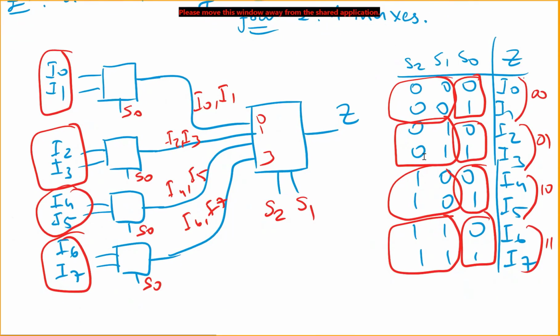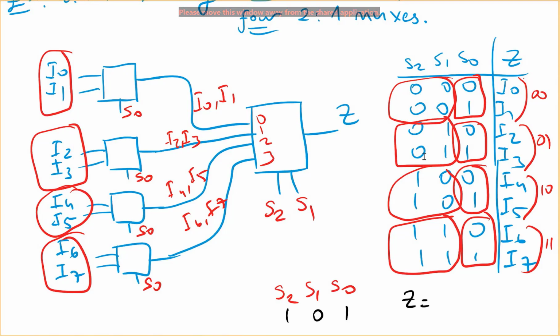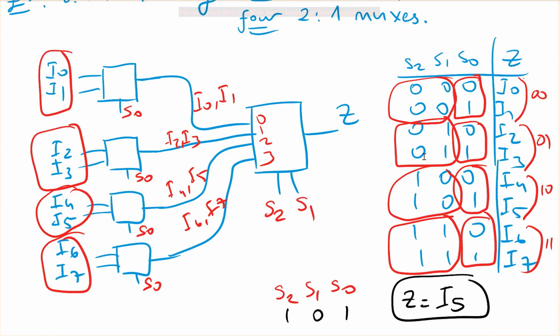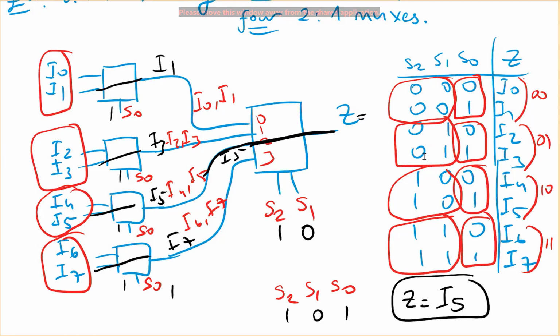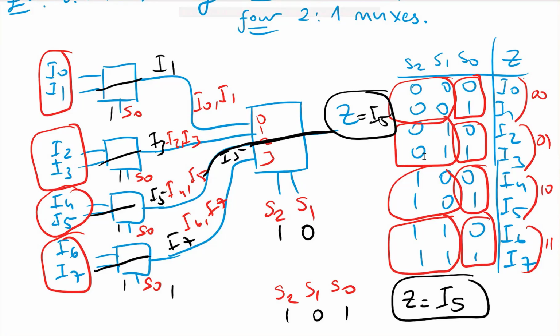So let's check whether this is working. Let's try a case of S2 S1 S0. So let's check 1 0 1, right? Z should be in this case I5. Let's check this. So this is 1 and I have 1 here, 1 here, 1 here, 1. So I have I1 here and I have I3 here and I have I5 here and I have I7 here. And here I have 1 and 0. So 1 and 0 is this one. So I will be connecting this. So what is this? This is I5. Now I select my I5 to the output. So you can try other cases and then you will see it is working.